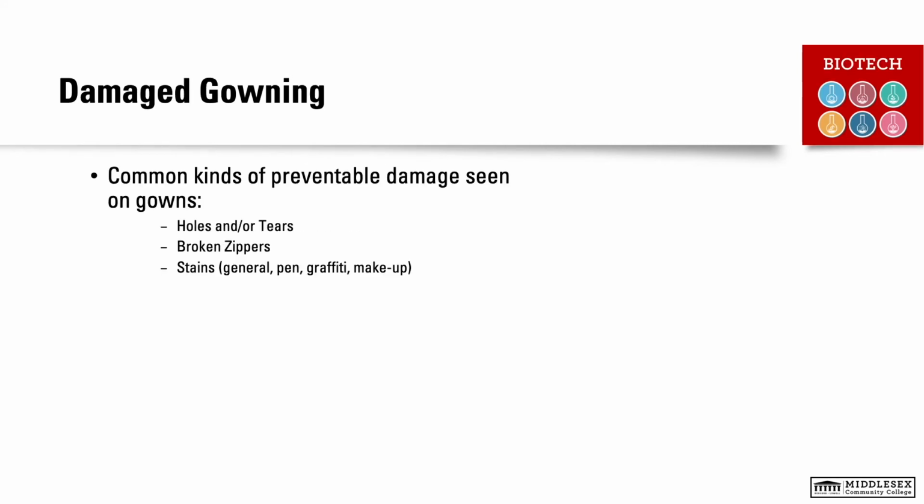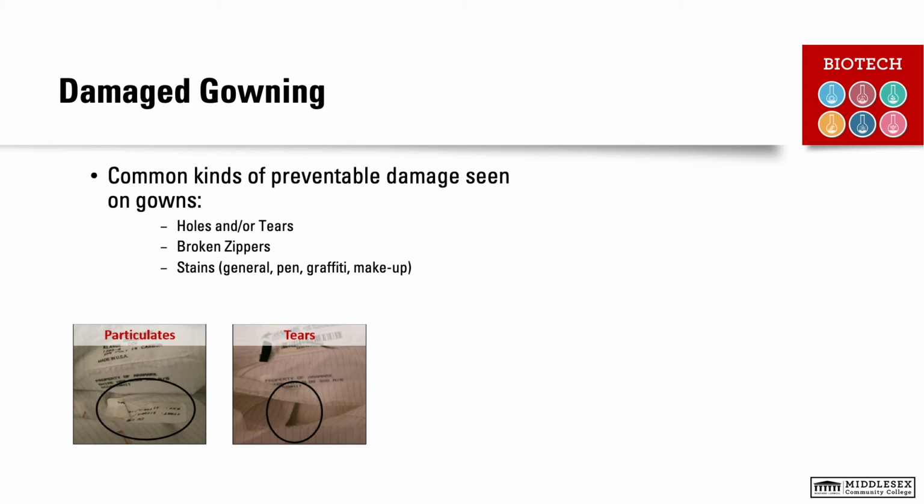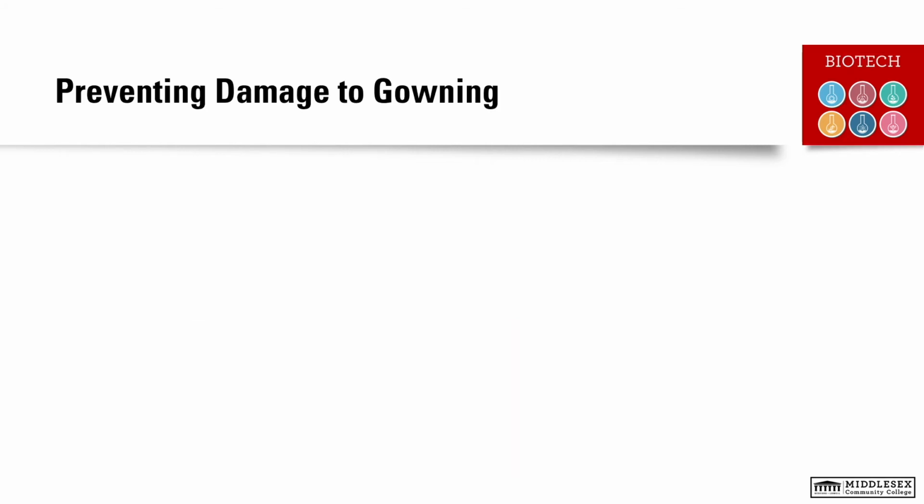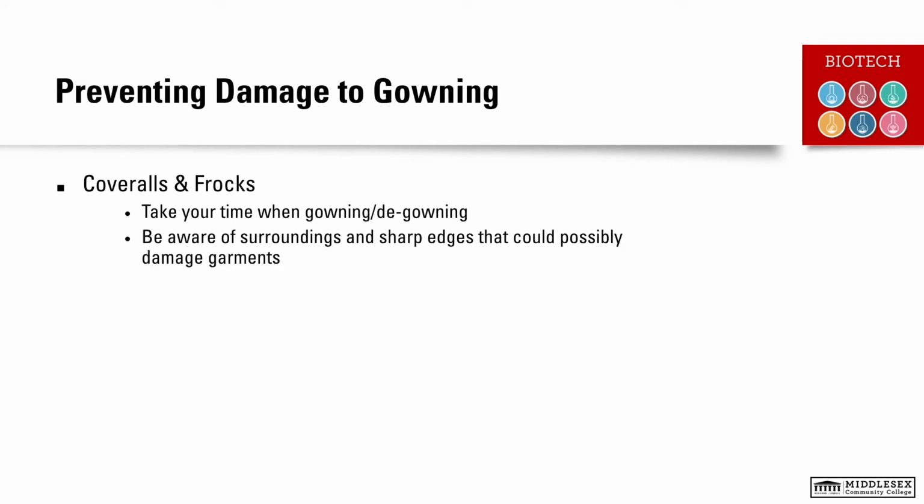Common kinds of preventable damage seen on gowns can be identified as holes and/or tears, broken zippers, stains, whether it be from pen graffiti or makeup. When gowning into the clean room, take your time when gowning or degowning. Be aware of surroundings and sharp edges that could possibly damage your garments.